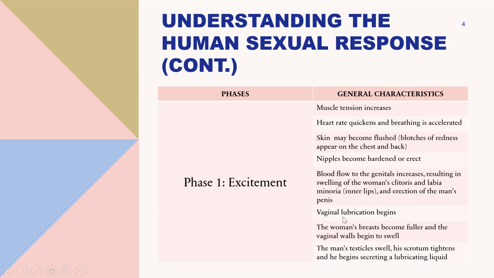There is also vaginal lubrication that is beginning. And the woman's breasts become fuller and the vaginal walls begin to swell. Lastly, there is an observance of the man's testicles that swell, his scrotum tightens, and he begins secreting or releasing a lubricating liquid.